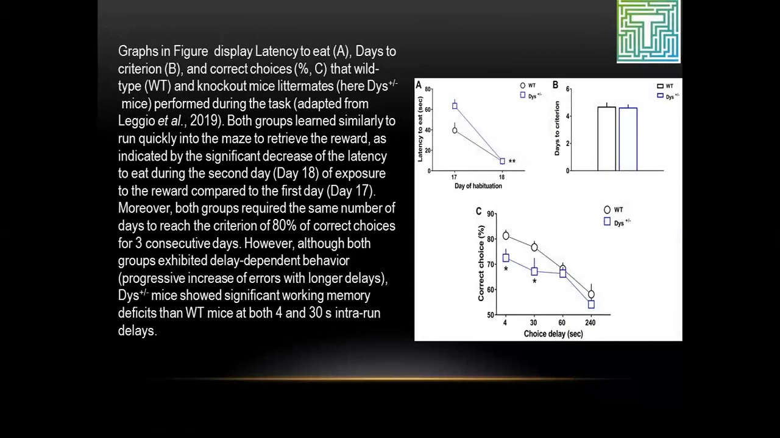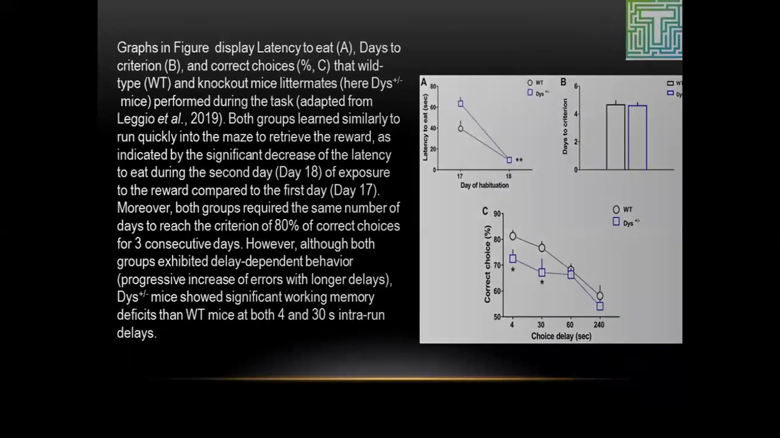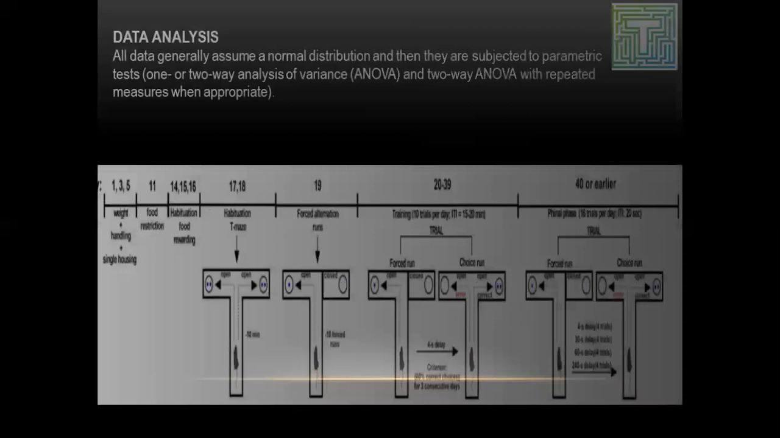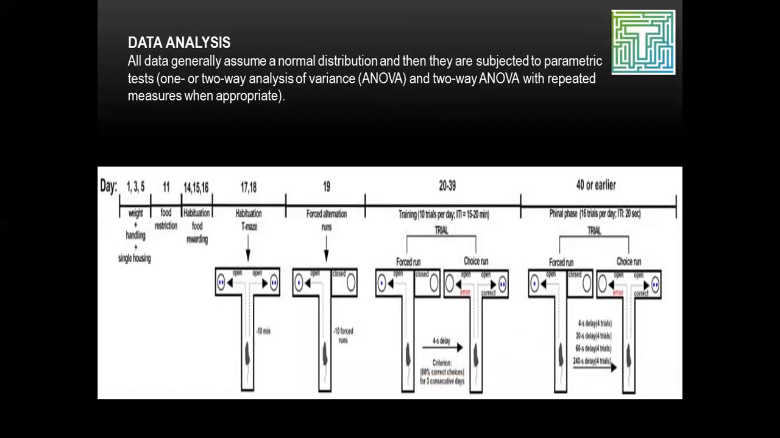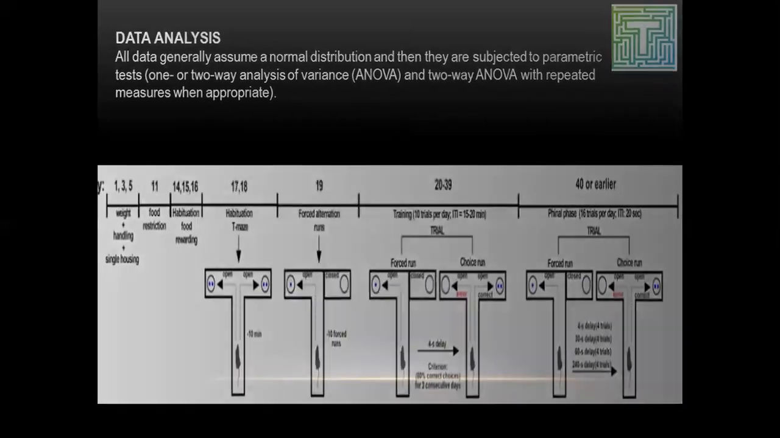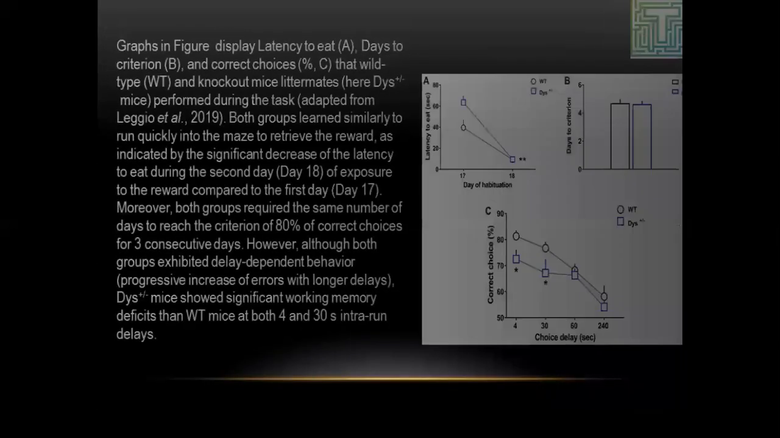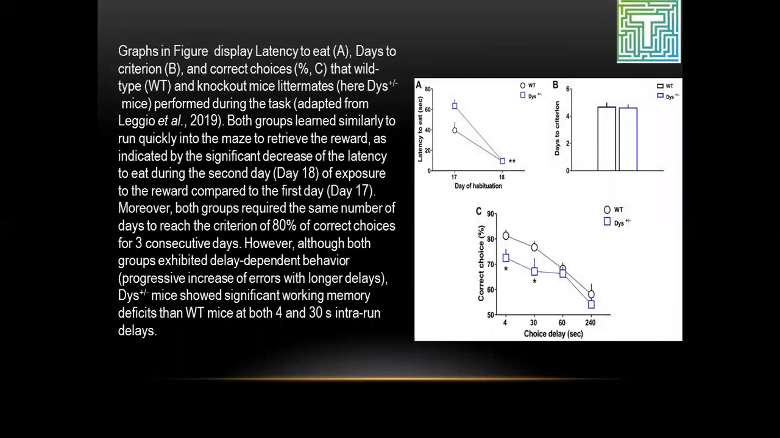Now, after this, we'll do the data analysis. All data generally assume a normal distribution, and then they are subjected to a parametric test, ANOVA. Okay. The graph in the figure displays latency, like the experiment and the procedure which we have performed.